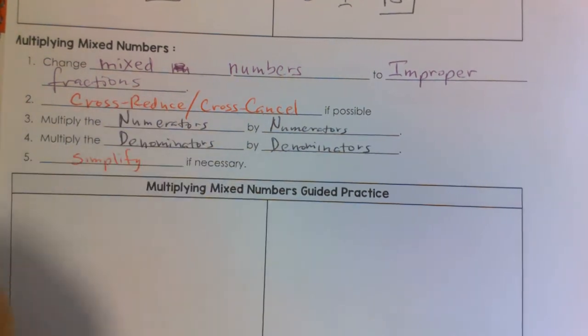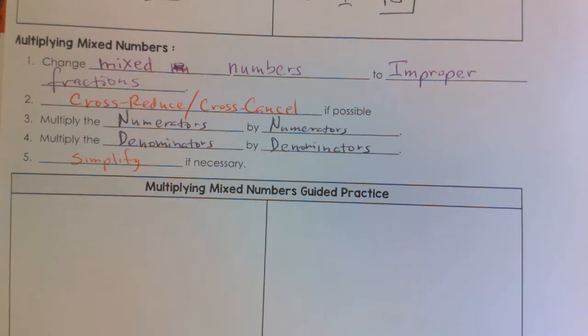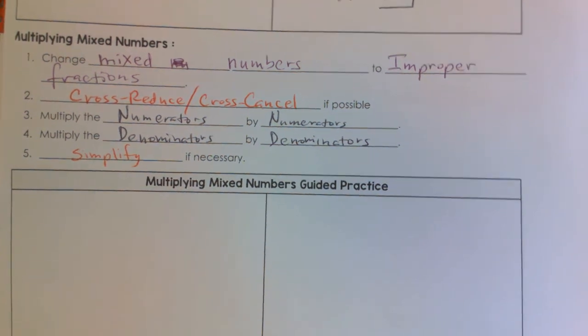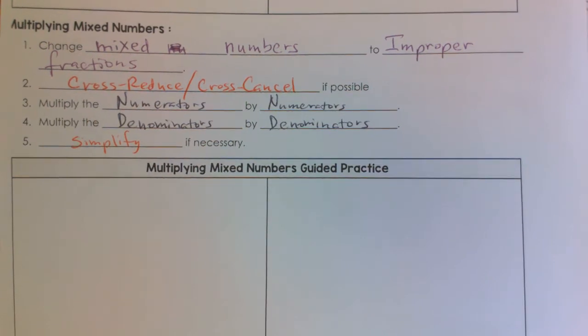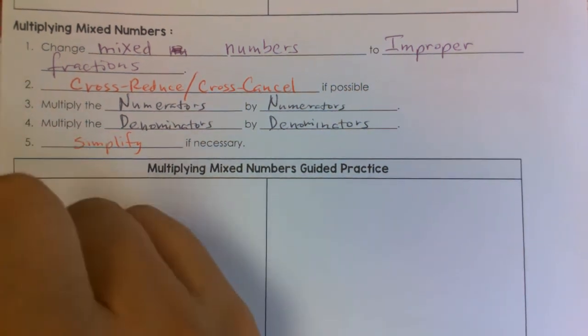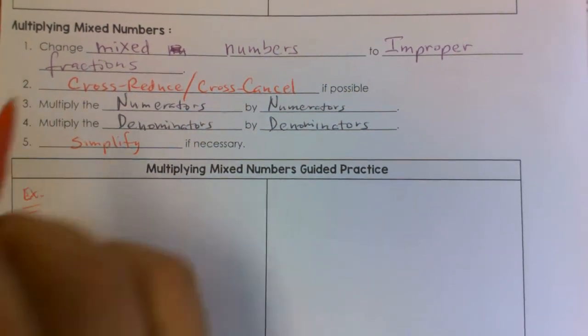So again, it's possible that even though we cross-cancel or cross-reduce at the beginning, we may end up getting an improper fraction value at the end, and then we have to reduce it or rename it, simplify it into a mixed number form. So let's look at some examples. Let's see if we can figure this out together and see what it looks like.